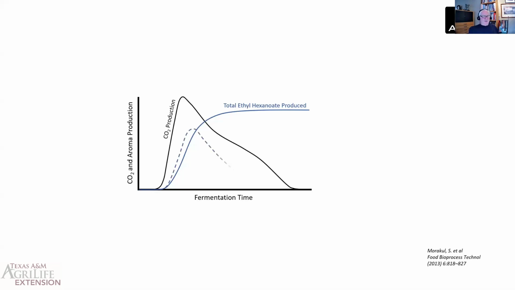But anyway, that's when the ethyl hexanoate is produced. If we looked at it another way, this is the rate of ethyl hexanoate production. The first line, the solid line, was the total production of ethyl hexanoate. So this is the rate, how much ethyl hexanoate is produced per hour, for instance. And you see that it kind of follows a pattern similar to the CO2. It rises rapidly to a peak and then falls off during the fermentation. So most of the ethyl hexanoate is produced pretty early in fermentation, and then it slows down later during the fermentation.